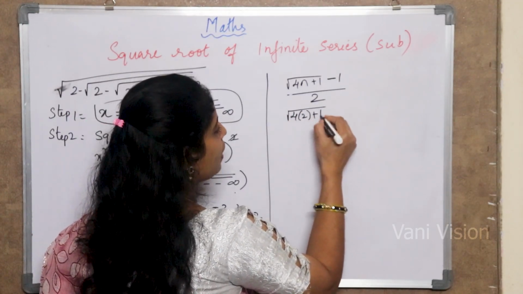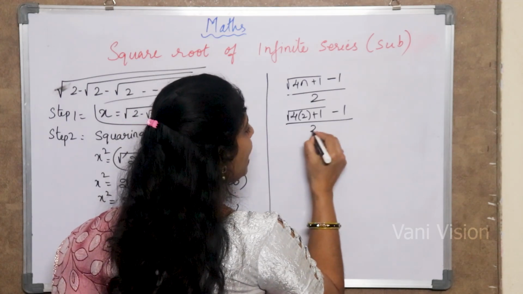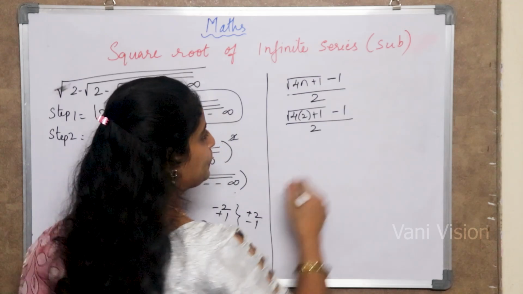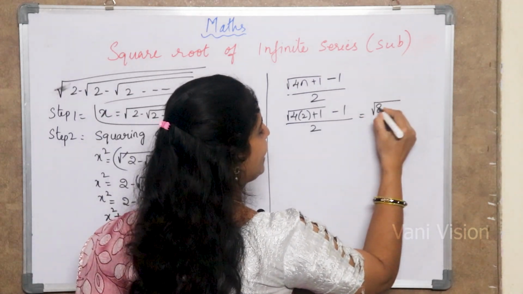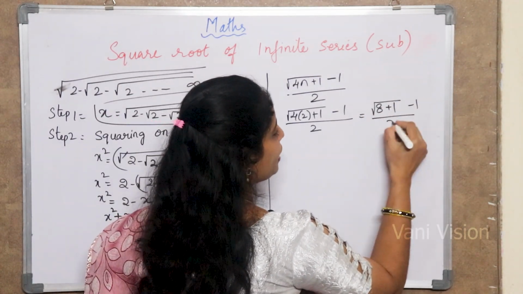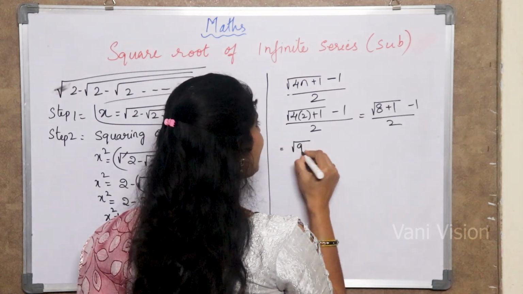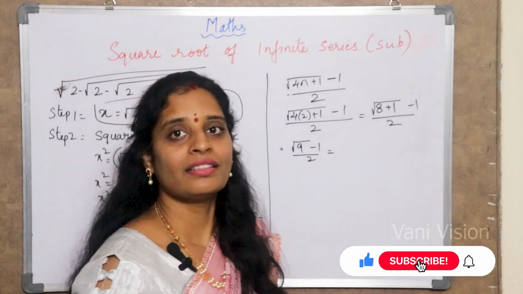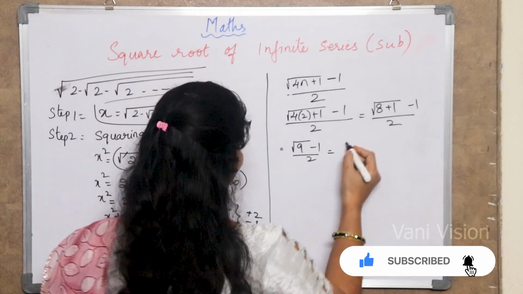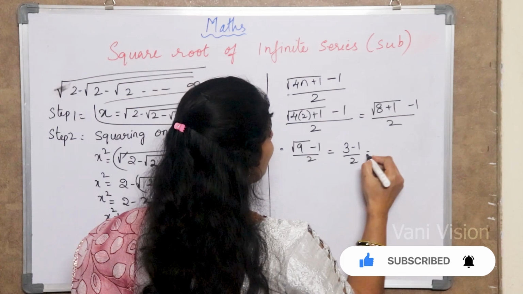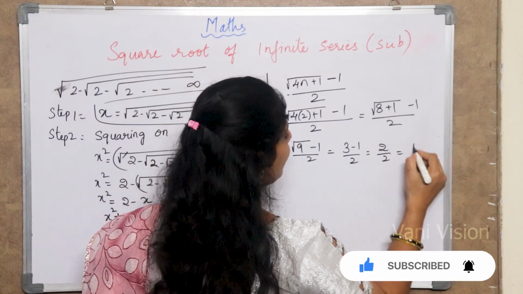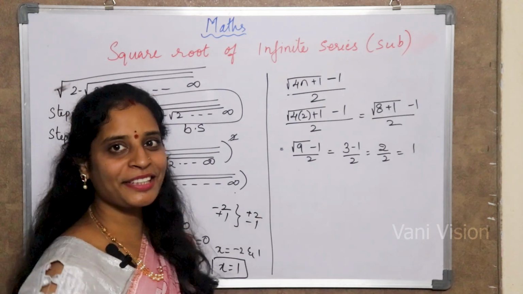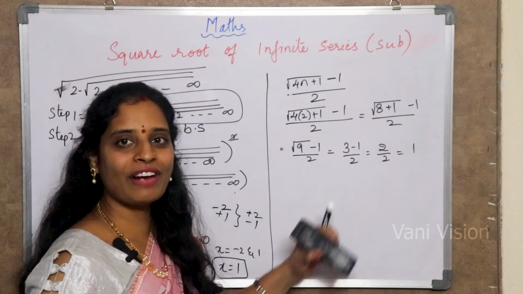So now substitute here. 4 times 2 is 8, plus 1, minus 1, by 2. So root over 9, minus 1, by 2. Now what is root over 9? Root over 9 is 3. 3 minus 1 by 2 is equal to 2 by 2. So your answer is what? 1. Clear? Is it clear? Your answer is 1.